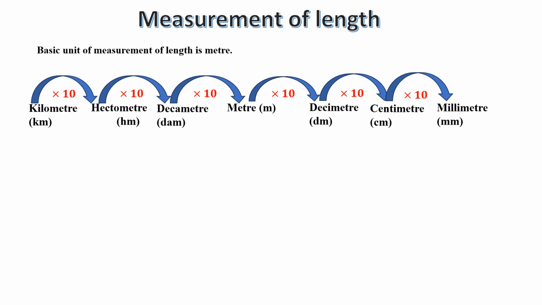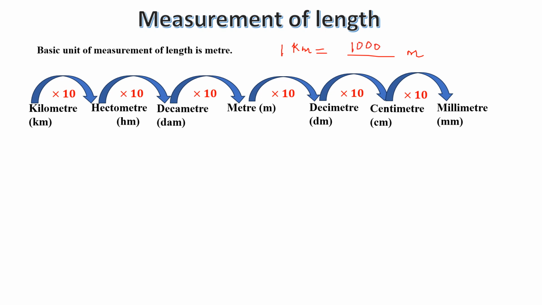So here if you see 1 kilometer, if you have to convert into meter, you can see here kilometer is here and meter is here. Now you have to take 3 jumps towards the right to reach meter, isn't it? So it means you have to multiply 10 by itself 3 times. So 10 into 10 is 100, 100 into 10 is 1000. That's why we say 1 kilometer is equal to 1000 meter, isn't it?